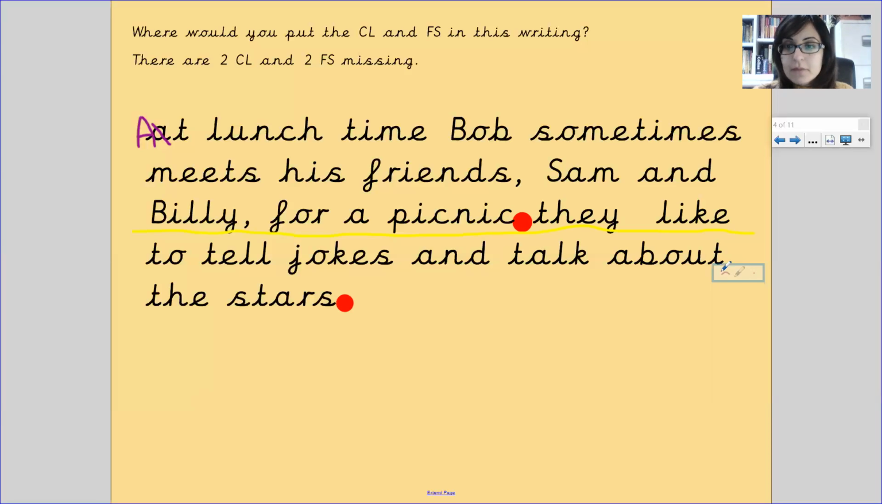Right, let's change the pen. So we've got our full stop here, cross the lowercase t, and remember our capital letter needs to be larger than our lowercase letters. Let's double check that we've got everything. Capital letter. At lunchtime, Bob sometimes meets his friends Sam and Billy for a picnic. Full stop. Capital letter. They like to tell jokes and talk about the stars. There we go. I think we can move on.